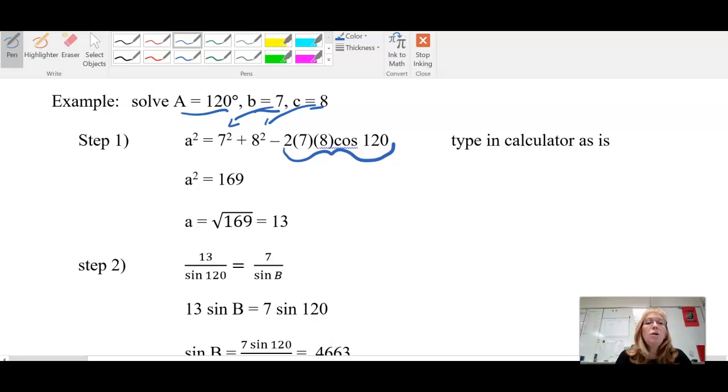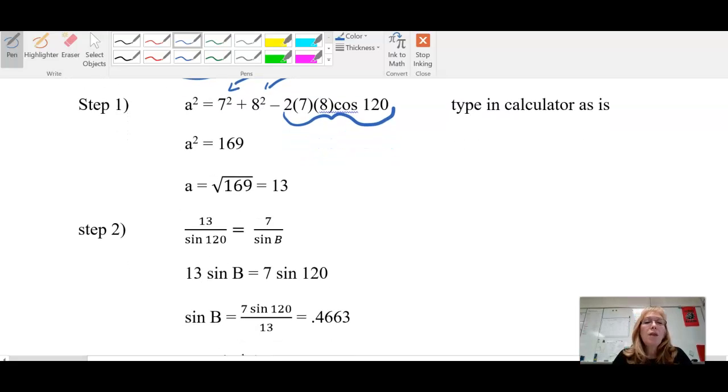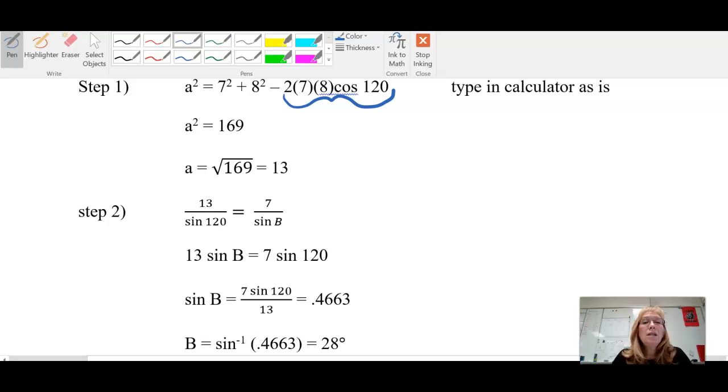Now, let's solve this out. You literally just type that in your calculator. You take the square root, and we get 13. It has to be positive because you cannot have a negative side length. Now we'll use law of sines to finish solving the triangle.